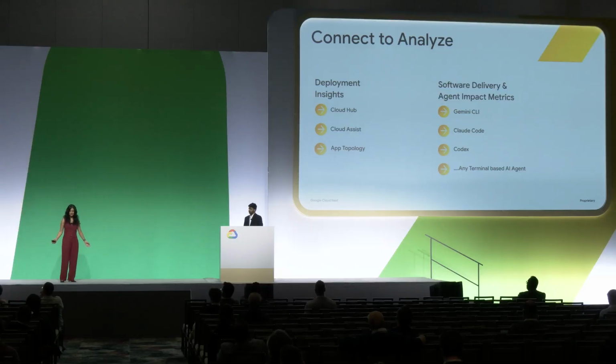Next, connect to analyze. Now, these use cases are what close the loop. By integrating with services like Cloud Hub and App Topology, Developer Connect is able to map your live deployments to the original commits. This way, we are able to give you an app-centric view that brings together the operational status as well as development insights.